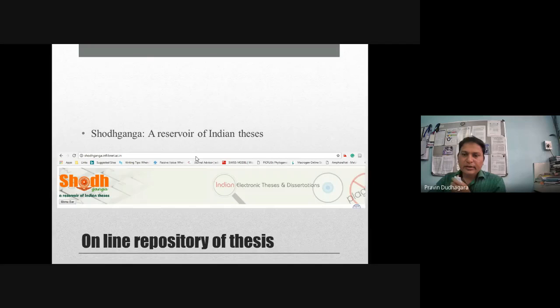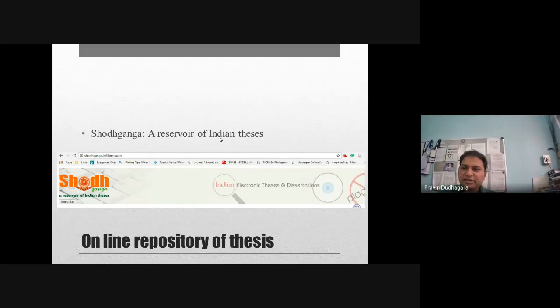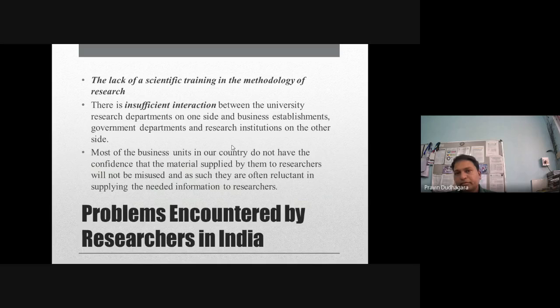Clear? An online repository of theses is available, that is Shodhganga, a reservoir of Indian theses. Those theses are freely available online at shodhganga.inflibnet.ac.in, and most of you are aware of that. In advanced search, you can get the particular thesis subject-wise or domain-wise.